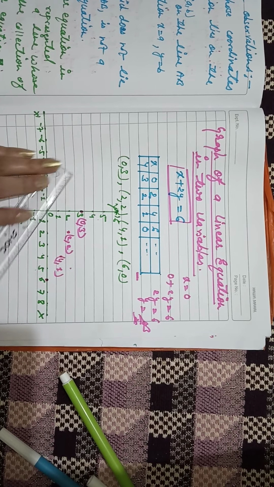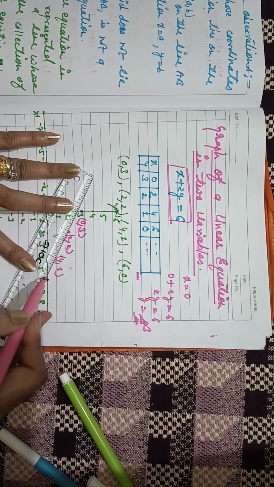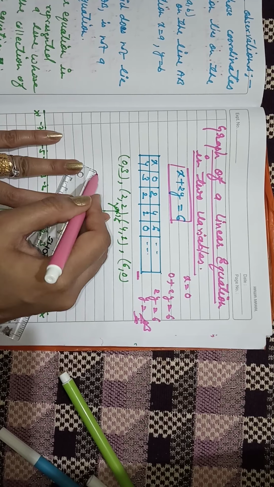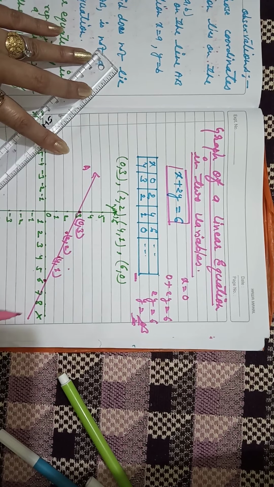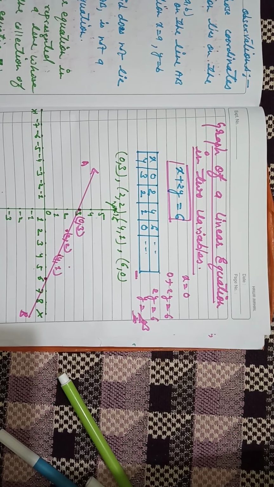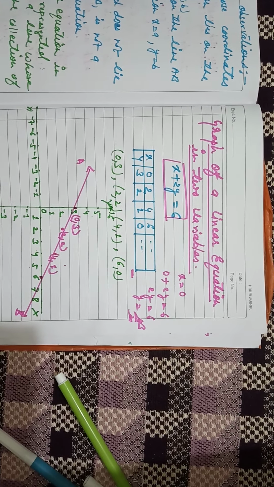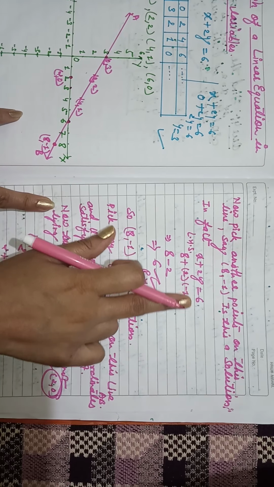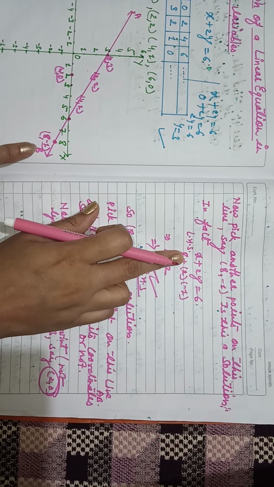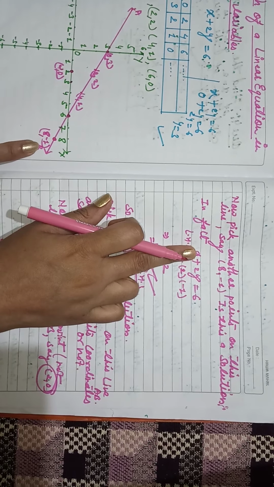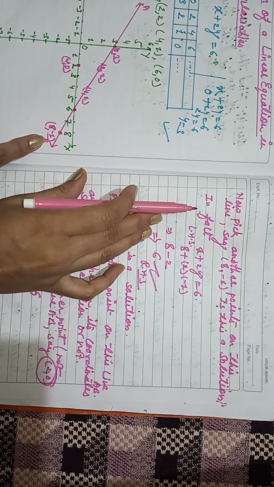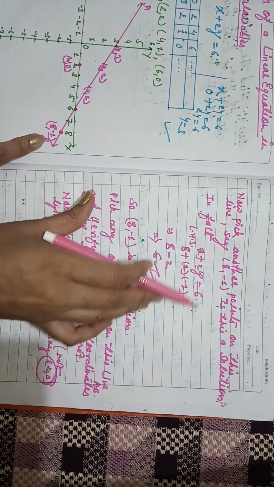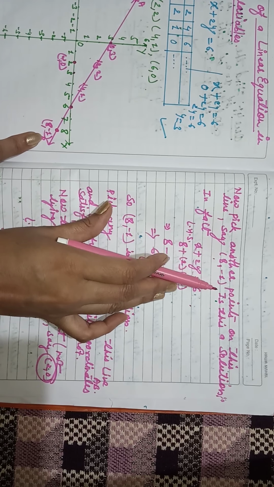Now I am joining these points, then I will get a straight line and I am giving the name of the line as AB. Now pick another point on this line, say (8, -1). Is this a solution? Now we check whether this is a solution of the given equation or not. So what is the equation? x plus 2y is equal to 6. Now put in the values 8 and minus 1.